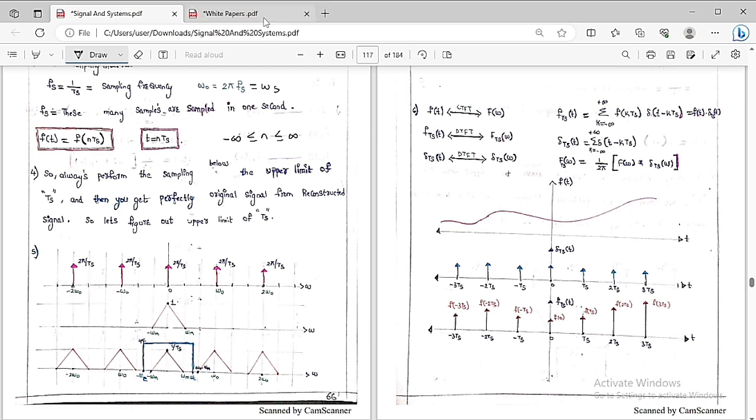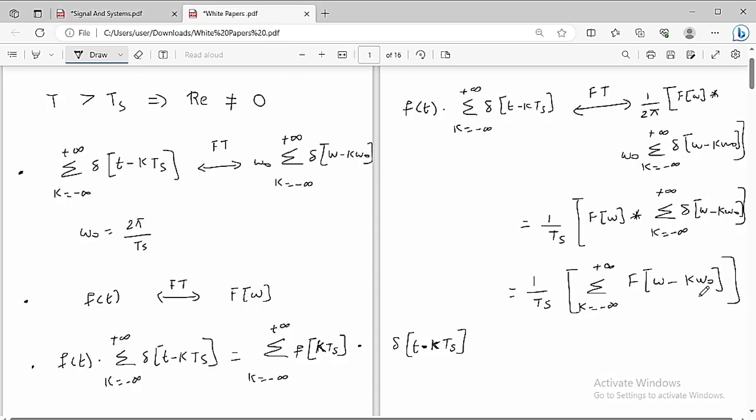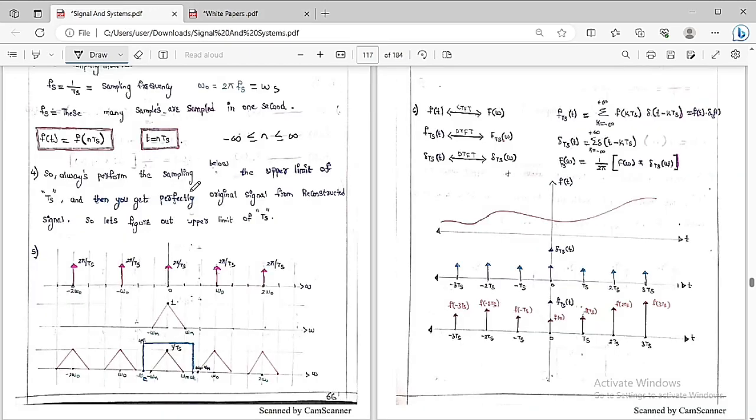At 0, because k is equal to 0 is also possible, right? K is equal to 0 is also there. Then it will become F of omega. So what is the peak here? 1 by Ts will be there. So that is the reason I have taken here 1 by Ts as the peak. So these points you always have to keep in mind.